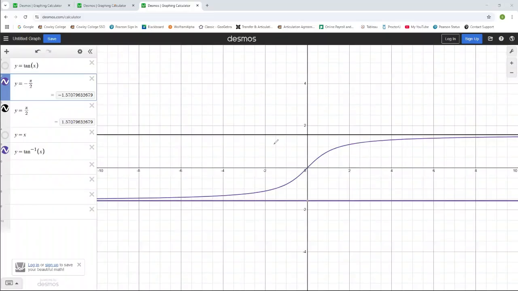And it is important to mention that for the range, negative pi over 2 itself is not part of it, nor is pi over 2. So it has to be strictly between negative pi over 2 and pi over 2. But the domain in this case is negative infinity to infinity.